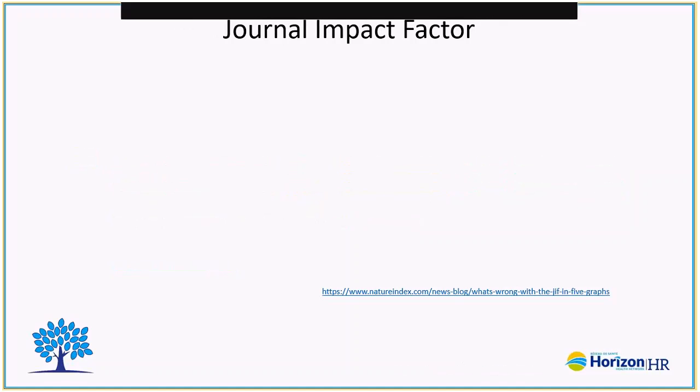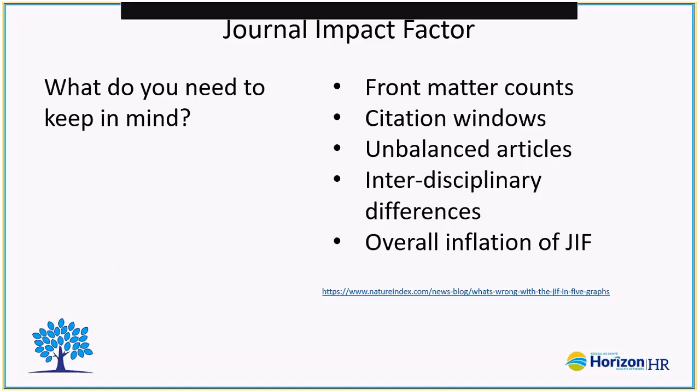Now on to the caveats for the journal impact factor. What do you have to keep in mind? All these things. So, front matter counts. Front matter is things that the journal publishes, such as editorials, letters to the editors, news, and obituaries. So these all count toward the JIF if researchers cite them. And the more front matter a journal publishes, it's likely the higher the JIF will be.